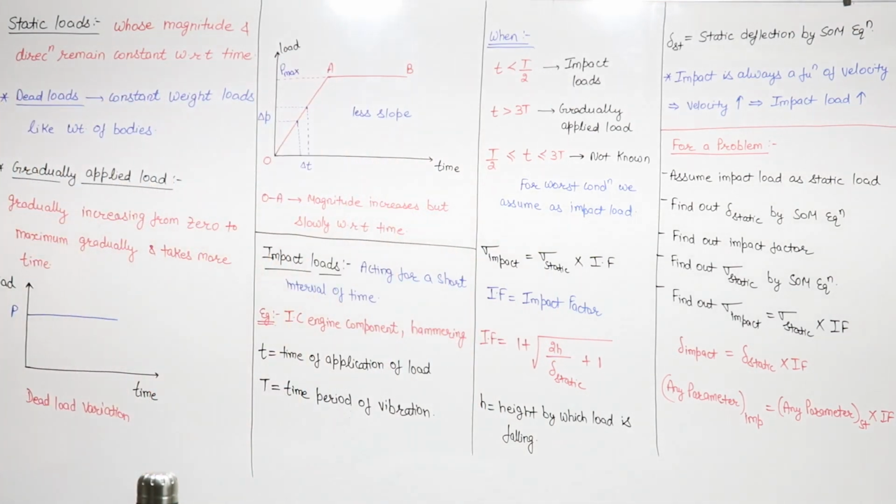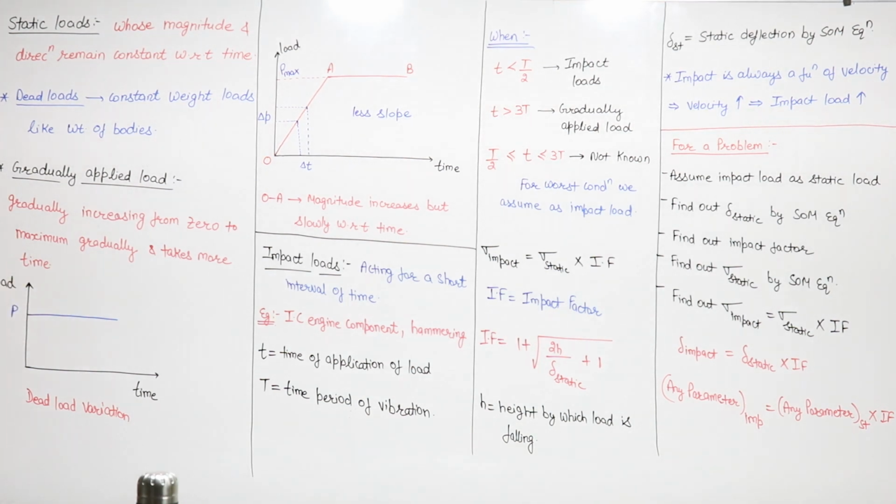So if I want to know what the dead load variation with respect to time is, this is a load-time graph. On the y-axis we have load, on the x-axis we have time. The dead loads remain constant with respect to time. Let us say this load is P because of the dead weight. So this is the dead load variation of the static load, right?